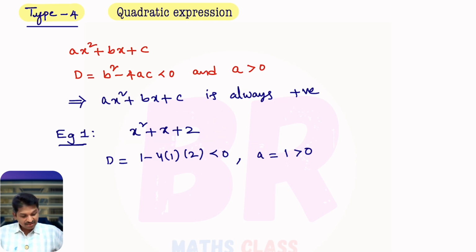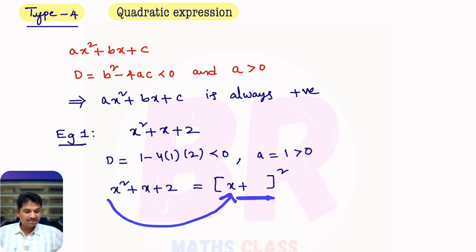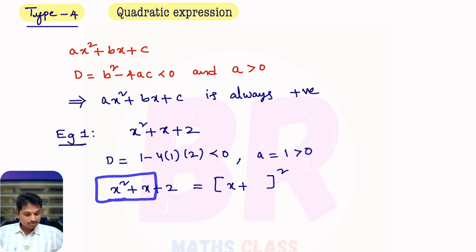You can check like this. Why is it positive? X square plus x plus 2 is there. This x square plus x, I can write in the square form, like the a plus b whole square form. X square coefficient is 1, so I write x here. When you expand this, you will get x square. What I am trying to write is x square plus x in the form of a plus b whole square.